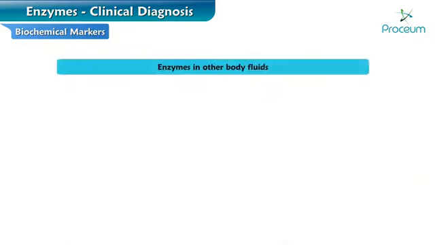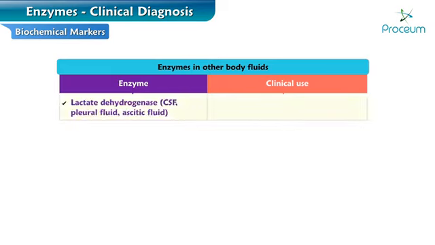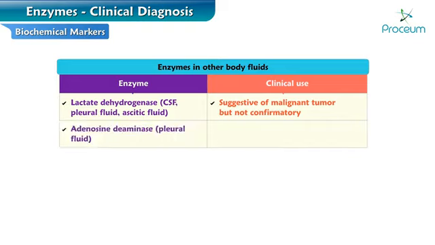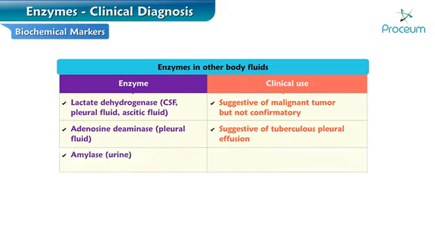Here are some enzymes in other bodily fluids. The enzyme lactate dehydrogenase is in CSF, pleural fluid, and ascitic fluid, and its clinical use is suggestive of malignant tumor, but it's not confirmatory. Adenosine deaminase is in pleural fluid, and its clinical use is that it is suggestive of tuberculous pleural effusion, and amylase is in urine. It is suggestive of pancreatitis.